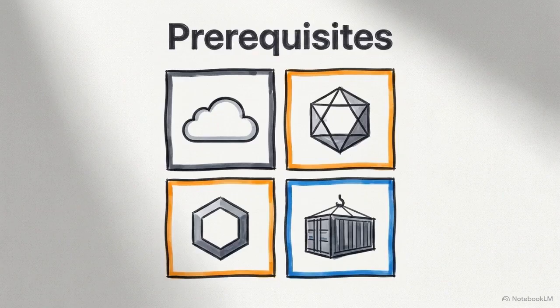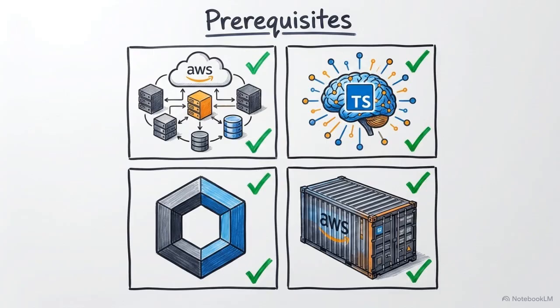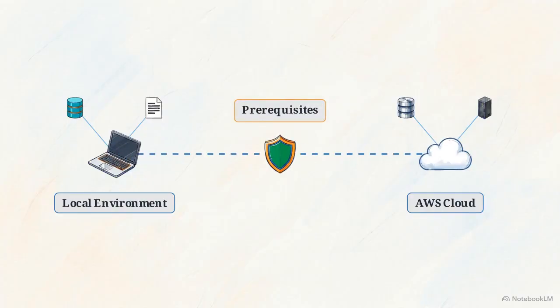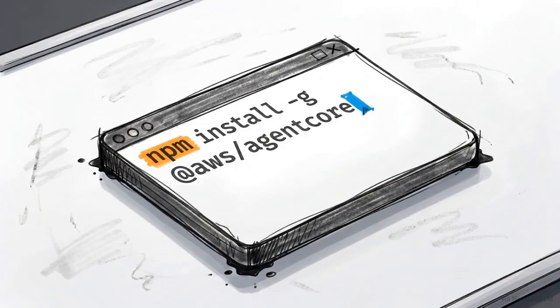Before we run the first command, look at this checklist. You need 4 things installed and active: a configured AWS CLI, access to Amazon Bedrock models, Node.js version 20 or higher, and a local container runtime like Docker. Getting these 4 tools running locally right now ensures we avoid cascading authentication and build failures later when we push to the cloud. Step 1 is installing the AgentCore CLI globally via npm.